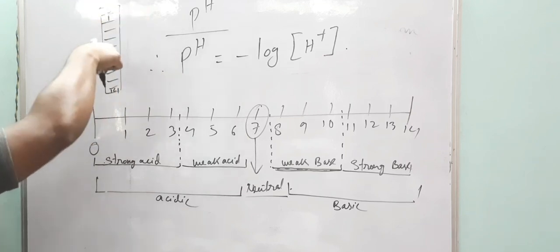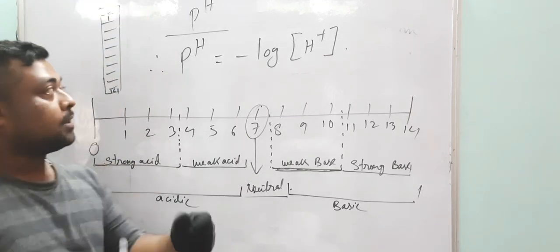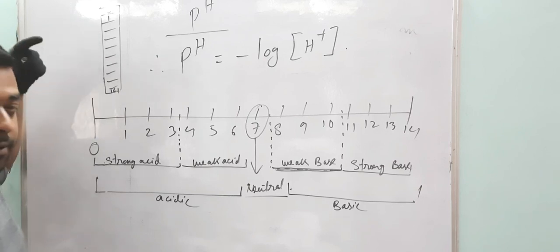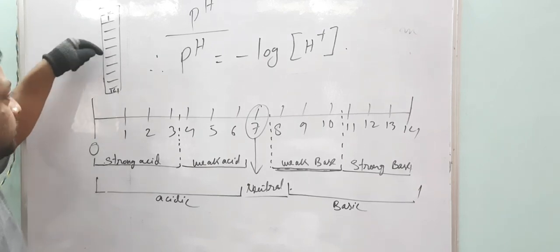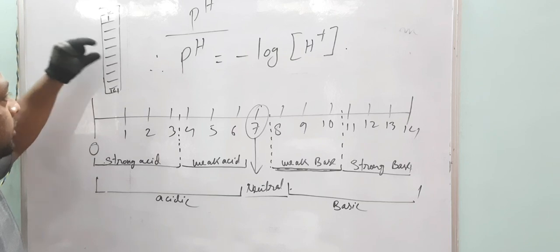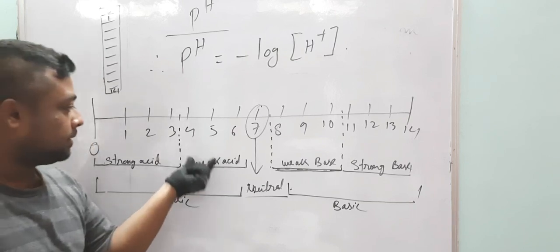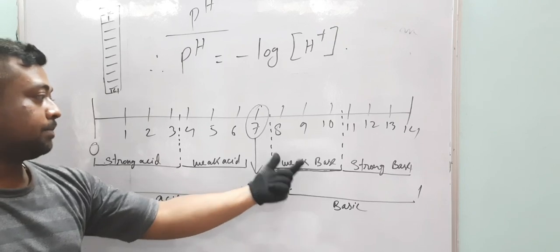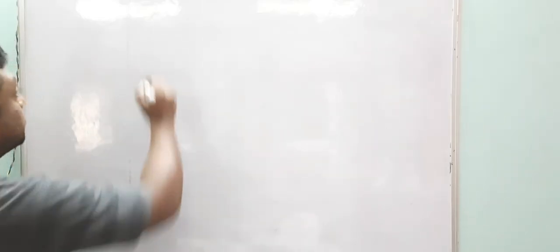When you dip this paper in a given sample solution, the color changes to pink or blue or red, whatever the colors are. The different colors have different numerical values, and from that numerical value you can identify that particular solution to be a weak base or a strong base. The next topic is the importance of pH.